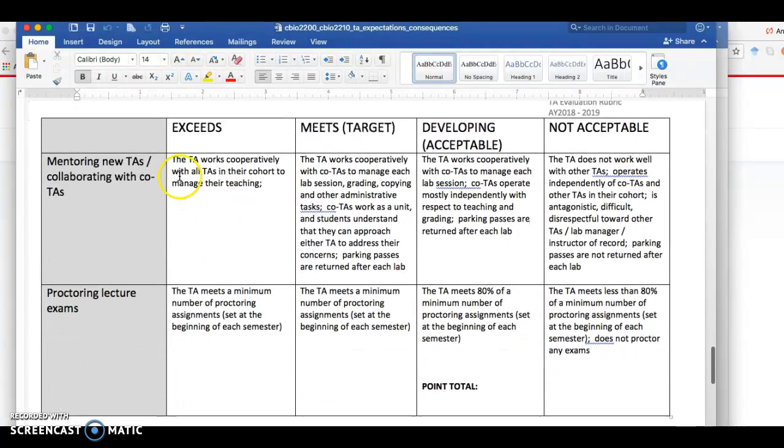We expect our TAs to mentor new TAs and to collaborate with co-TAs. So if you're a seasoned TA, we expect that you would mentor your undergraduate or your new graduate TA. We expect you to work together with them to provide a seamless lab experience. We expect you to be there even if you are not providing the lead on the discussion that week.